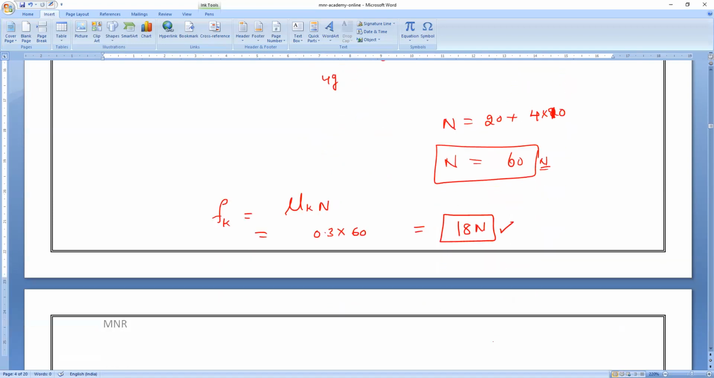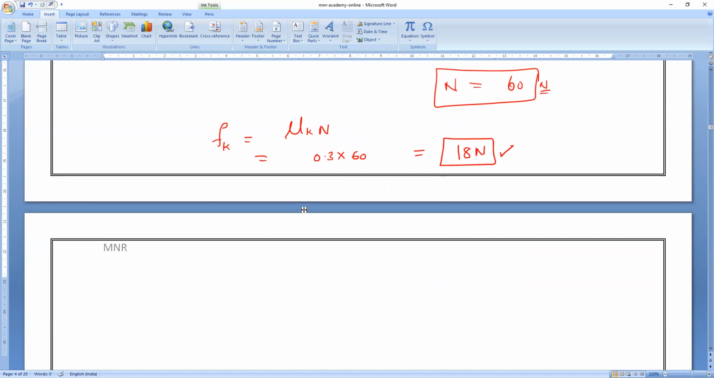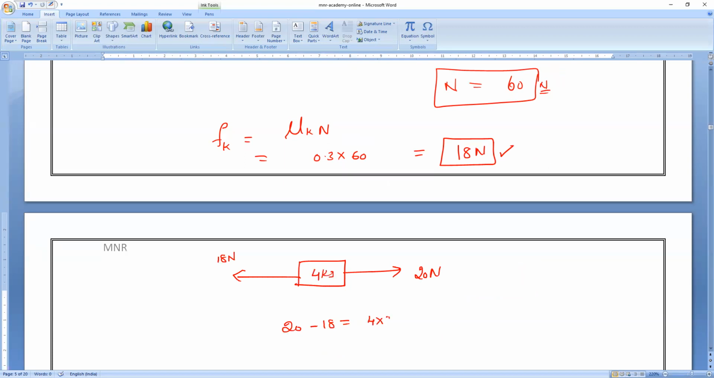18. Am I right or wrong, all of you? Understand or not? So next, acceleration. The applied force is 20 newtons and the kinetic friction is 18 newtons. So the resultant force is 20 minus 18, equals mass 4 kg into A. So 2 equals 4A. From that, A equals 1 by 2, which is 0.5 meter per second square. That is the acceleration.